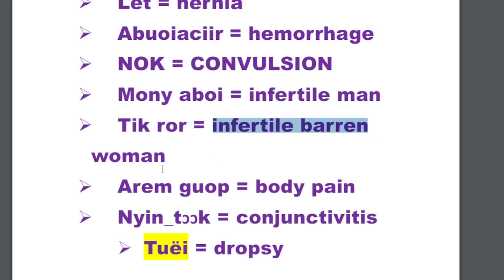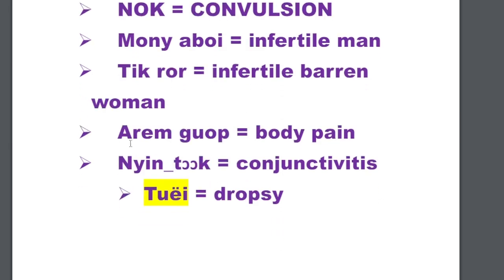Infertile barren woman. You see, guys, an infertile barren woman is a woman who cannot give birth. So it's a barren woman, infertile barren woman. Yes, infertile or barren woman.